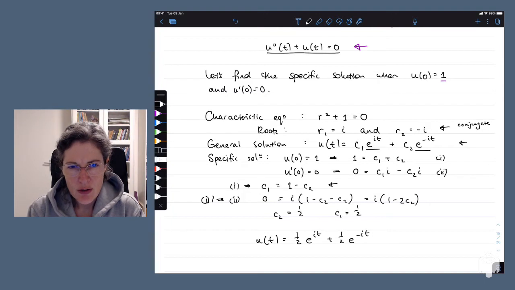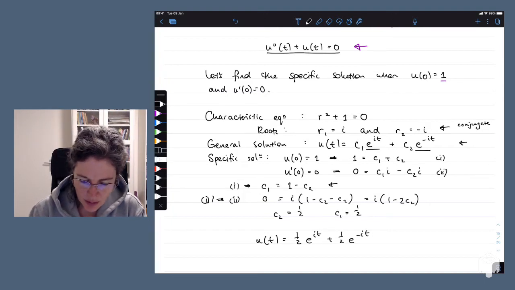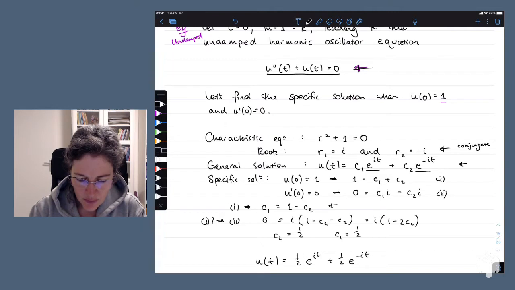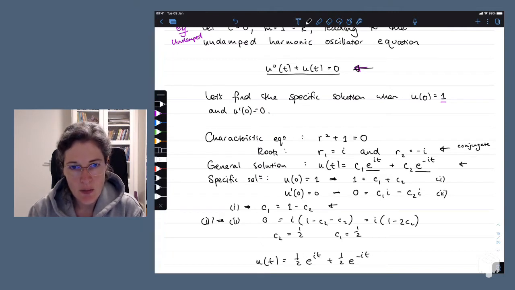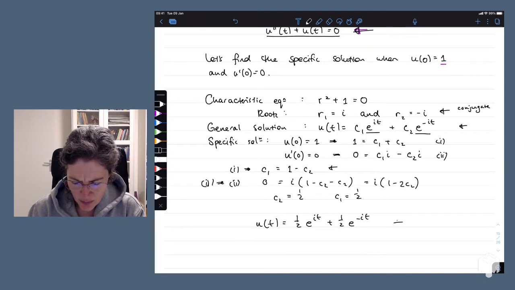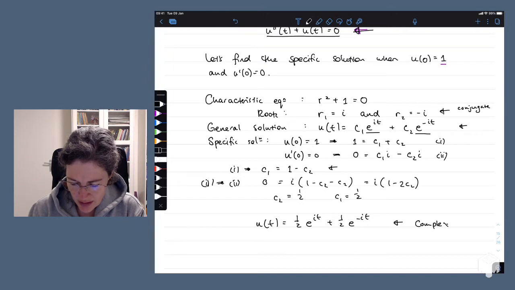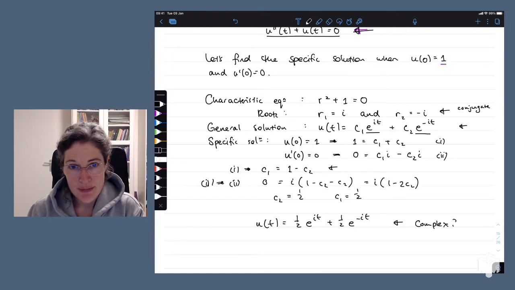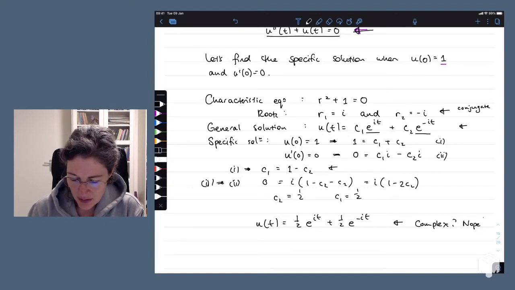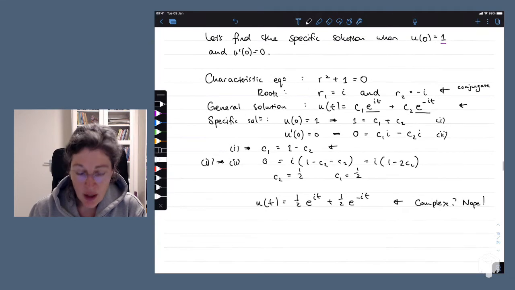And I hope that you look at this and go, but this is weird, because we started out with a differential equation that didn't have any complex parts at all. This was entirely a real equation, and yet somehow along the way we seem to have got a complex solution, which doesn't somehow feel right. And in fact, if you ask the question, is this in fact complex? The answer is no. It just looks complex. So it's not really complex. How can we see this?